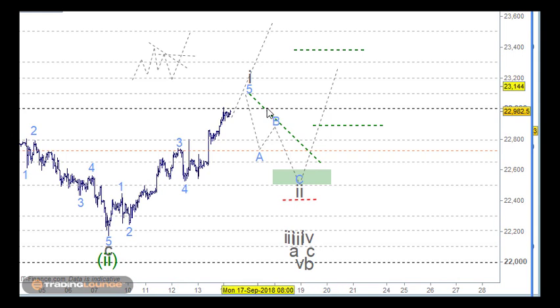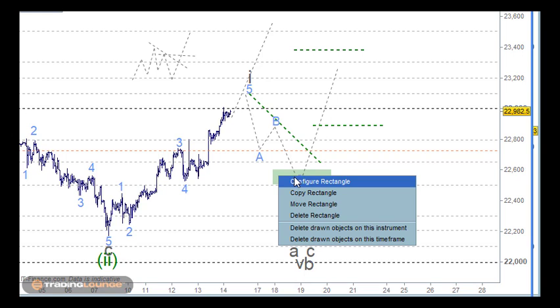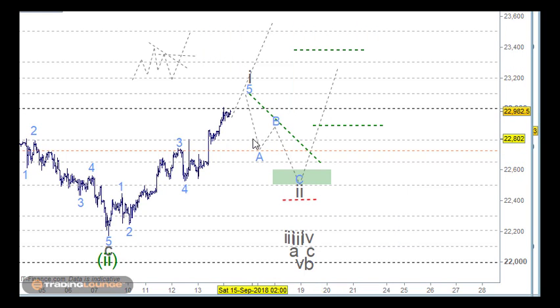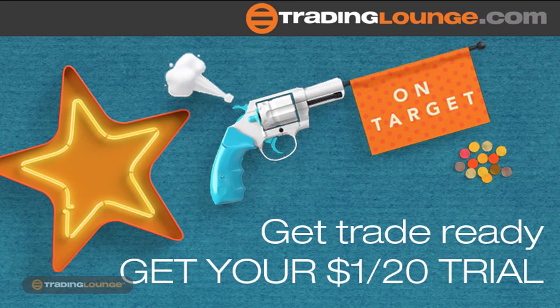And this pullback here may not pull all the way back here. It can also just pull back into group 2 here, the lower end of group 2. That's the norm, you know. But we have to prepare for a spike lower as well.